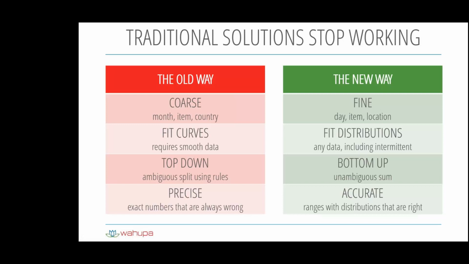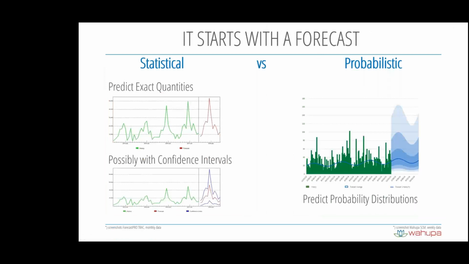And these distributions, of course, are kind of vague. They're not an exact number, so they're not precise. But if done well, they can be extremely accurate. And that's really the shift that we need to do from being precise to being accurate. So how does that look?